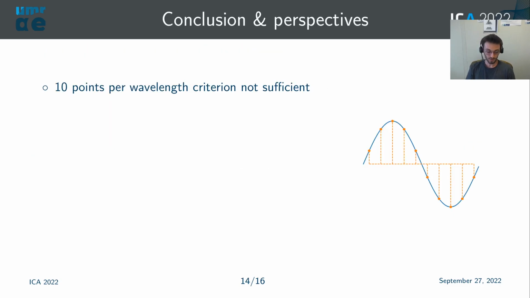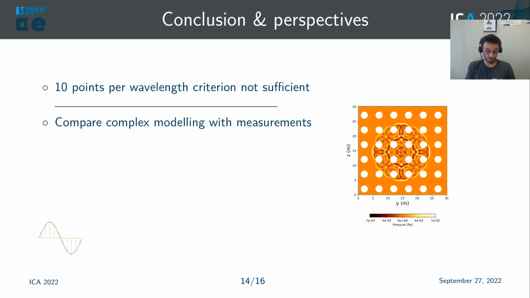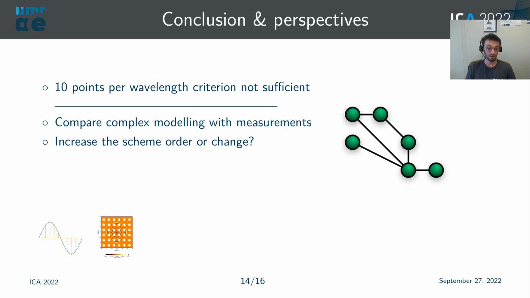So to conclude, the 10 points per wavelength criterion is really not sufficient, and it should be used with care, even though it's widely used in the literature. Then what we want to do with this method is compare it when we model complex scenarios, because we do model more complex scenarios than the one I showed in this presentation. We want to be able to validate this modelization with in situ measurements. So maybe then we have the opportunity to change the scheme or increase the order.